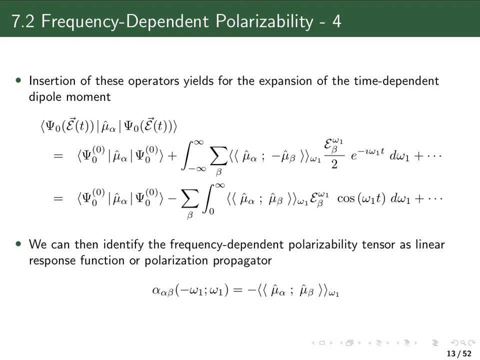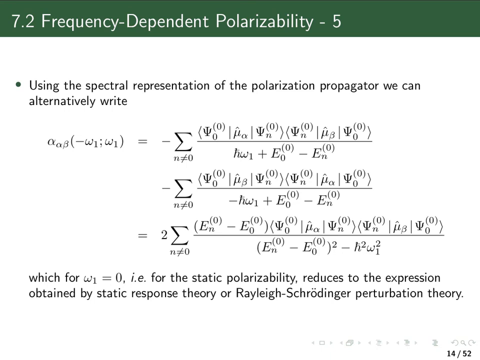Now, by comparison with the expansion of the dipole moment before, we can realize that the component of the frequency-dependent polarizability is given by this response function. It's minus the response function with two dipole moment operators, the components of the dipole moment operator corresponding to which component of the frequency-dependent polarizability we are looking at. In order to calculate this, we can of course use the matrix representation of our response function as it was derived in chapter 3.11, I think. But we can also look at the spectral representation of the response function.